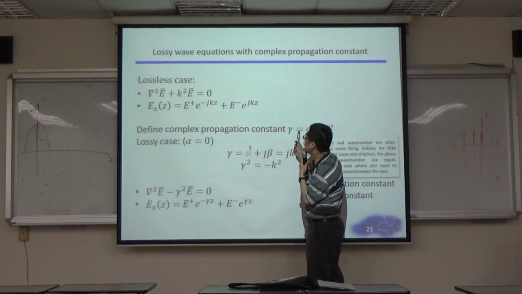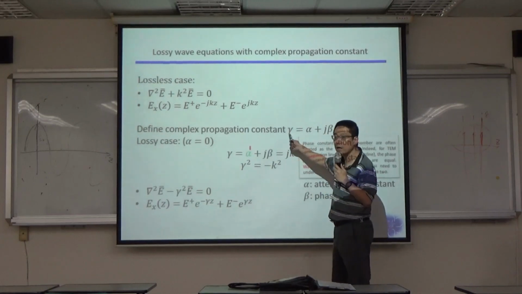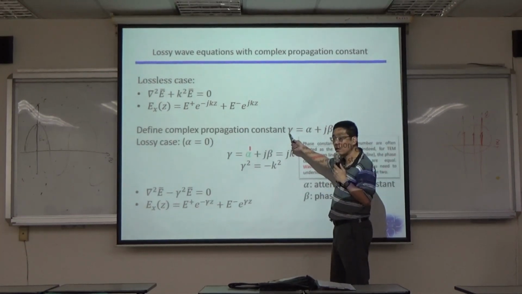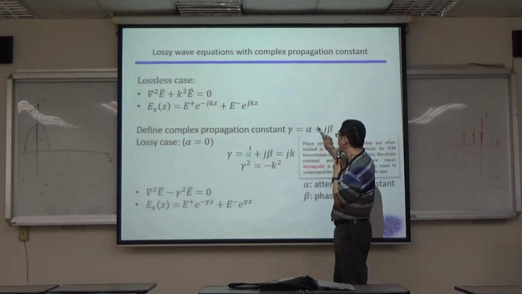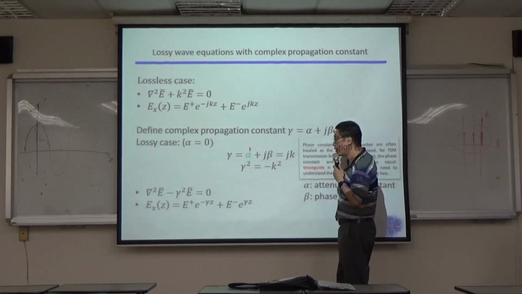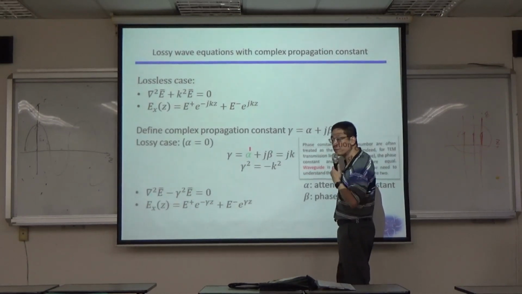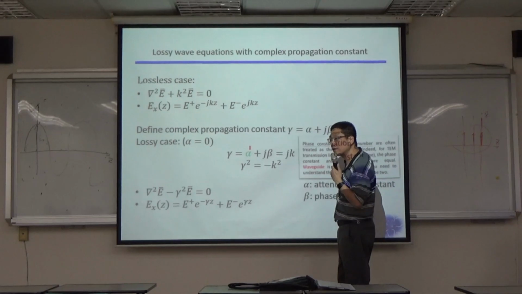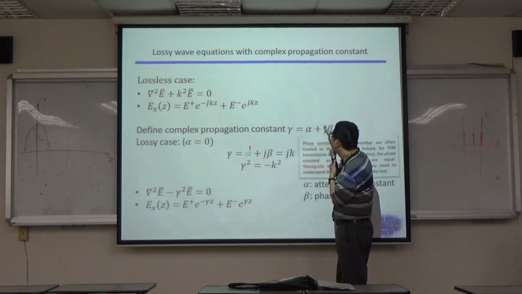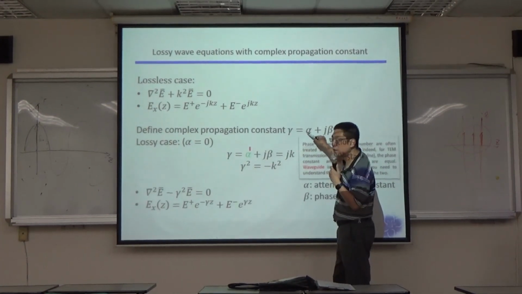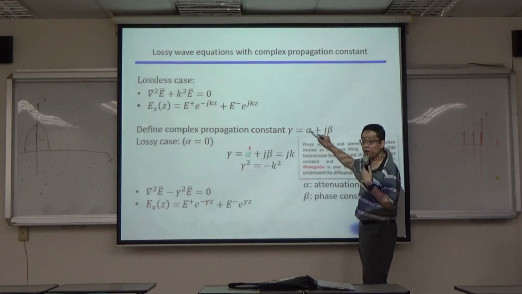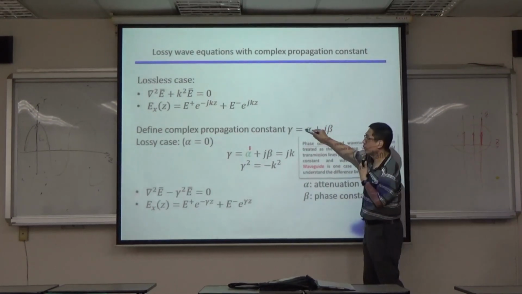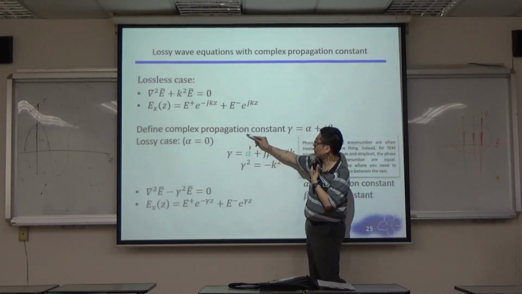Okay, so you have this new definition we call gamma, which is very, very important. Gamma equals alpha plus j beta. The beta is k. Before your midterm, I will tell you to just use beta equals k, which is 2 pi over lambda. You will also call it a wave number. And then alpha is a real number. The combination of alpha with your j beta is the complex propagation constant.